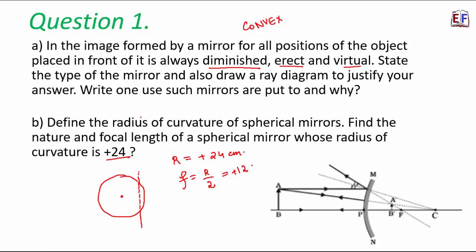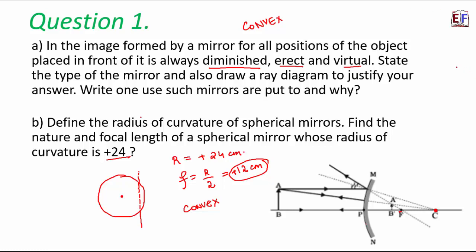So that means the focal length will be 12 centimeter. Now, focal length is positive. That means it is which type of mirror? It is a convex mirror. So if you look at it, this is the convex mirror. So the center of curvature and the focal length, they are on the right hand side. So as per sign convention, the focal length is positive.